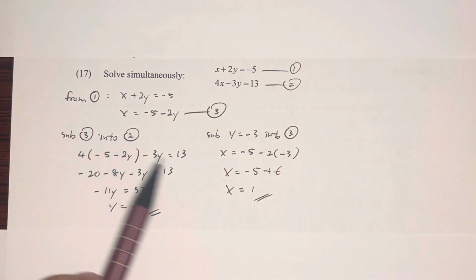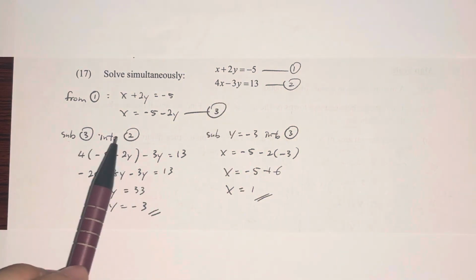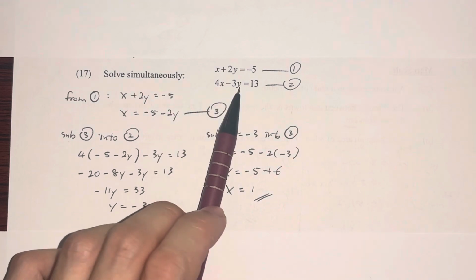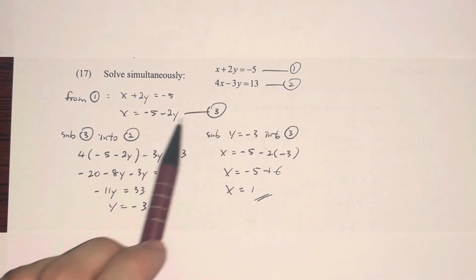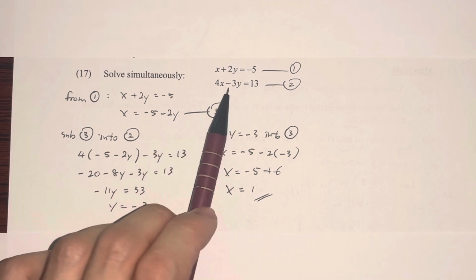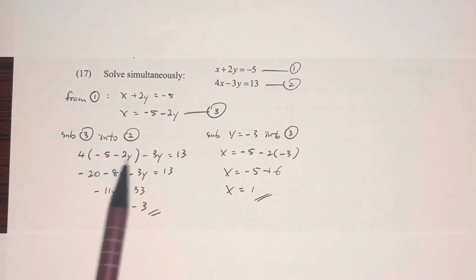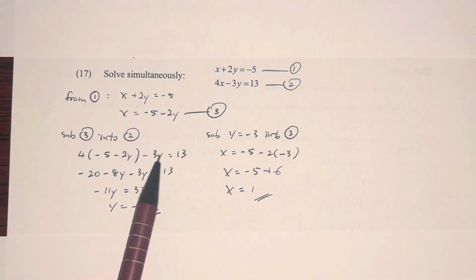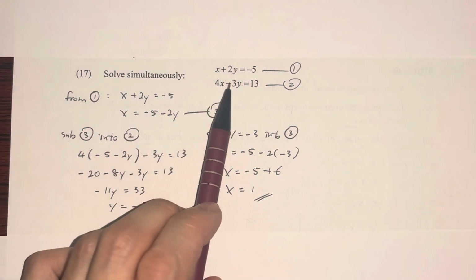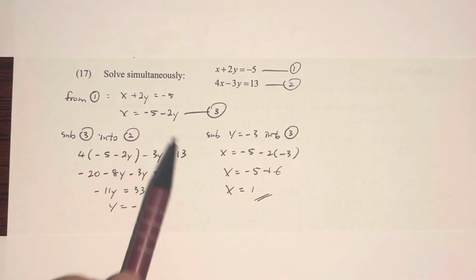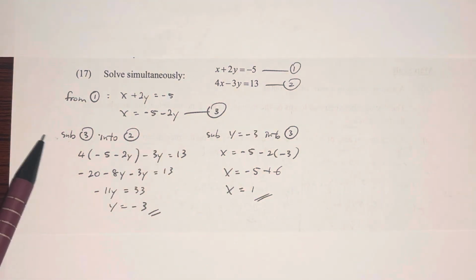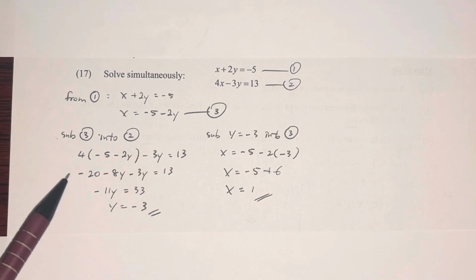So as you say in English, sub 3 into 2. So this goes into here. Instead of x, it will become -5 minus 2y. You can see that here. 4x minus 3y equal 13. But the x is replaced by this. That's exactly what substitution means. So at this point, I'm just expanding the bracket like that.